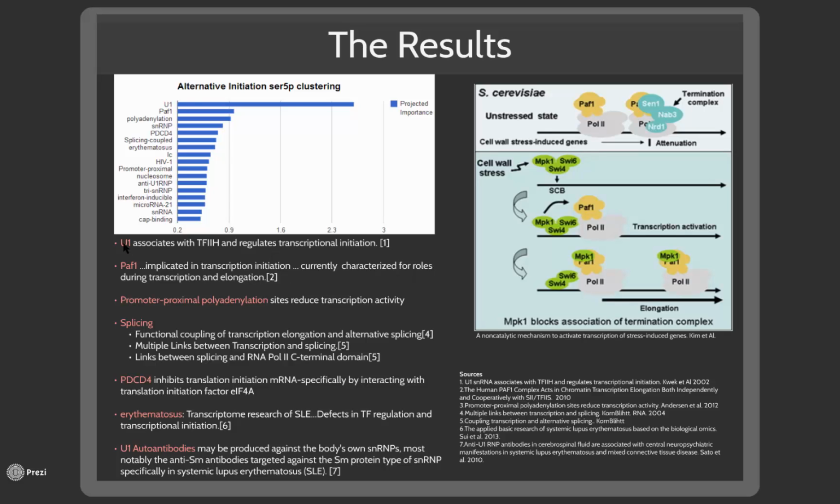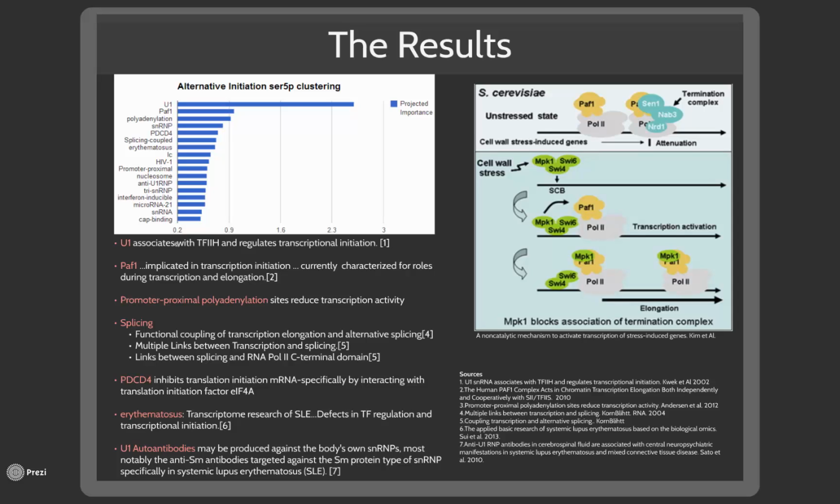Going in here and looking up these terms and their relationship to transcription is cheating a little bit, because we can probably find a lot of associations between different proteins and transcription. But it's nice to see that we have one paper that at least directly says that U1 is associated with TFIIH and regulates transcriptional initiation. PAF1 is apparently implicated in transcription initiation, according to another source, and it's currently characterized for roles during transcription and elongation.